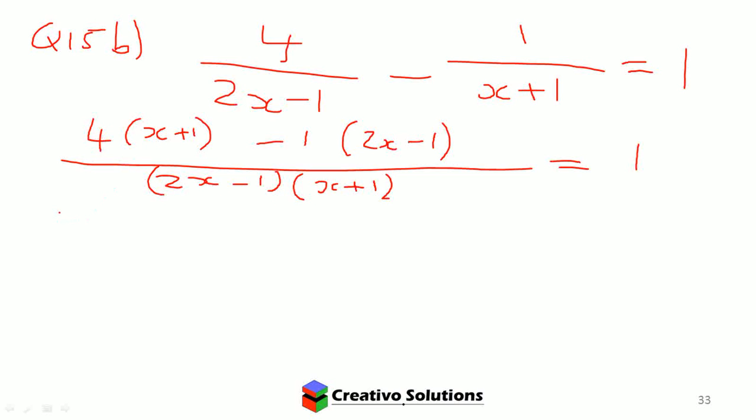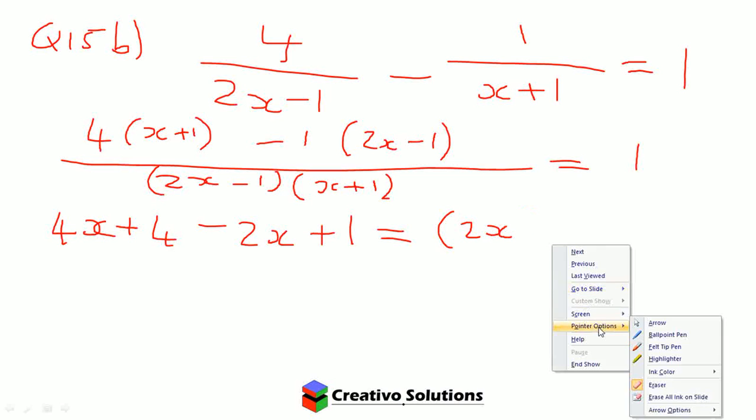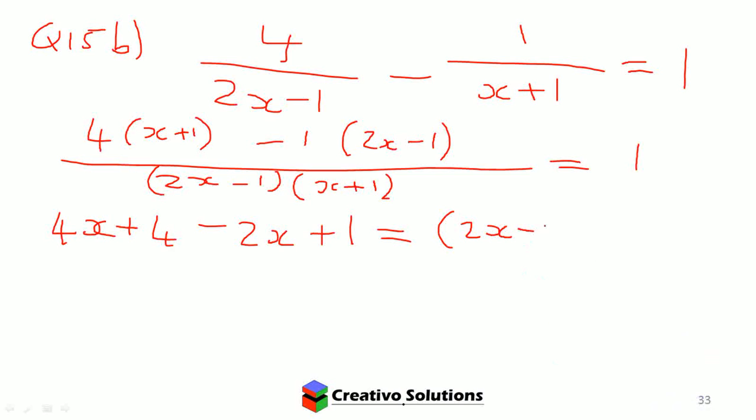I'm going to times 4 in, so 4x. 4 times 1 is 4. Minus 2x. Minus 1 times minus 1 is plus 1. And then I'm going to equal then those two brackets. 2x times x plus 1, minus 1, minus 1. What am I saying? That's minus 1. 2x minus 1, x plus 1. Let's simplify. So 4x minus 2x is 2x. 4 plus 1 is 5, equal to.